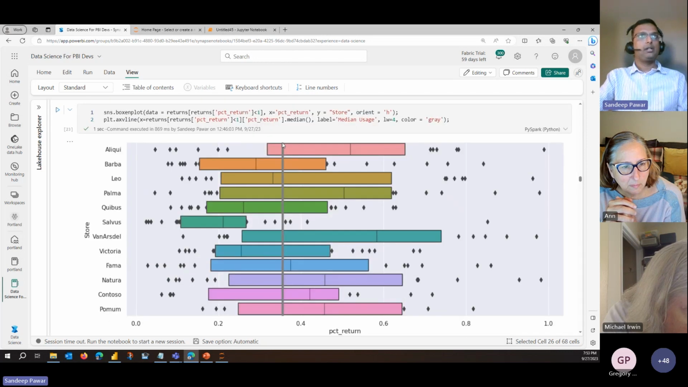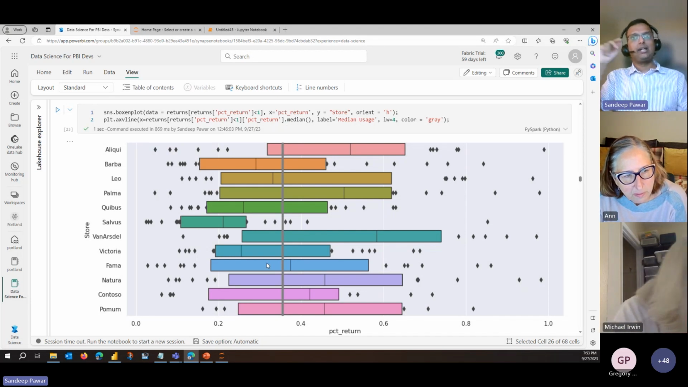If I see right here, this line right in the center, about 35%, and this is a box plot, I have some stores that are further to the right of this line, and some stores that are left of this line. So the next insight that I get from this is, first, the overall return is not symmetric. Second, there are stores that have different rates of percentage return.